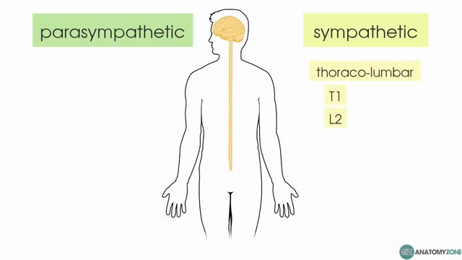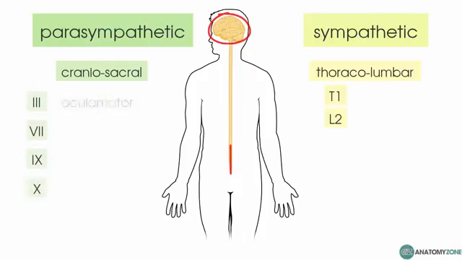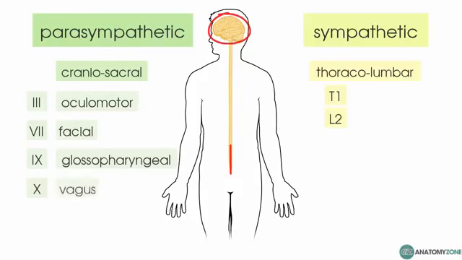The parasympathetic nervous system, on the other hand, is referred to as craniosacral, so it has cranial nerve components and sacral components. So the cranial nerves which are involved are cranial nerves 3, 7, 9 and 10, which is the oculomotor, facial, glossopharyngeal and vagus nerve, and the sacral components are sacral regions S2 to S4.